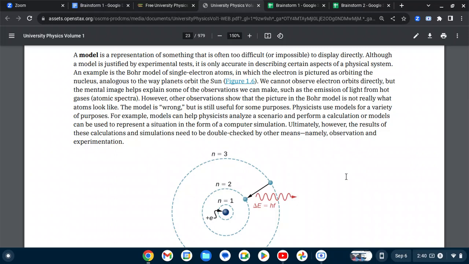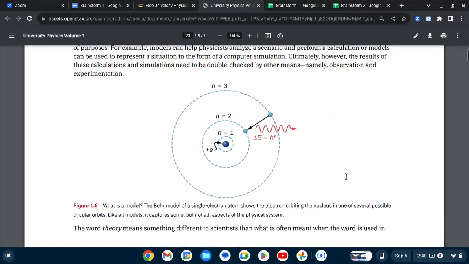Physicists use models for a variety of purposes. For example, models can help physicists analyze a scenario and perform a calculation, or models can be used to represent a situation in the form of a computer simulation. Ultimately, however, the results of these calculations and simulations need to be double-checked by other means, namely observation and experimentation.